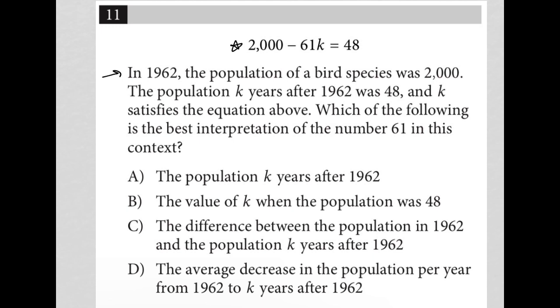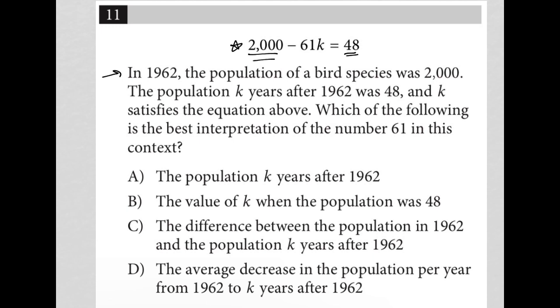The question says, in 1962, the population of a bird species was 2,000. All right, so that's where this comes from. The population K years after 1962 was 48. All right. And K satisfies the equation above. Which of the following is the best interpretation of the number 61 in this context?